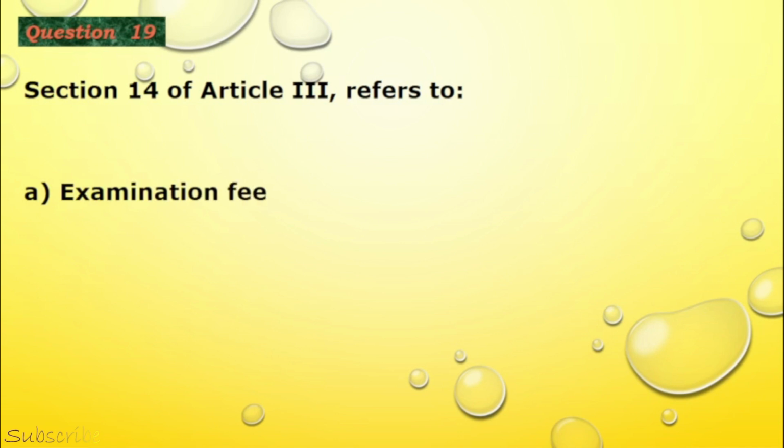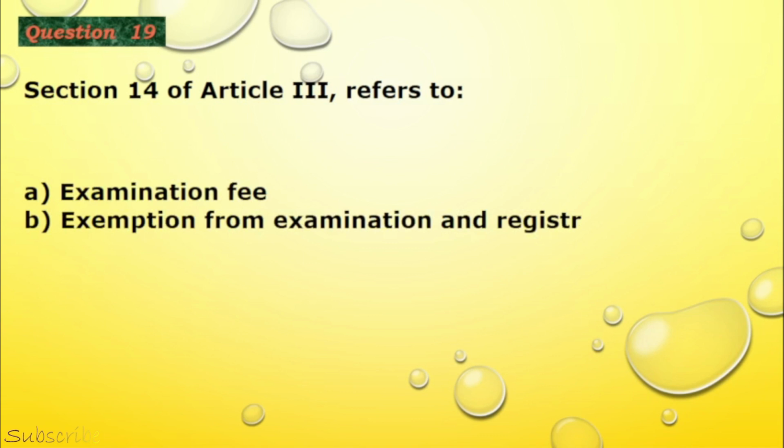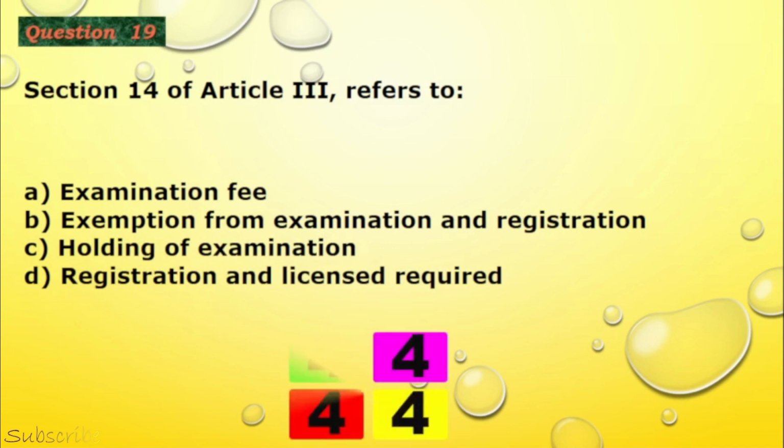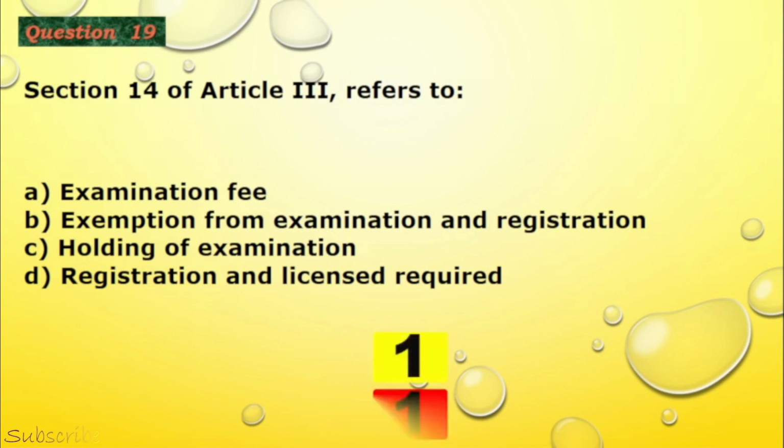Question number 19. Section 14 of Article 3 refers to A. Examination fee. B. Exemption from examination and registration. C. Holding of examination. D. Registration and license required. The correct answer is letter B. Exemption from examination and registration.